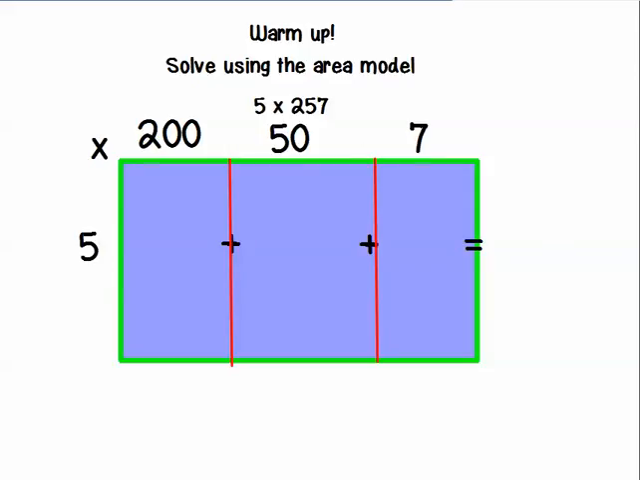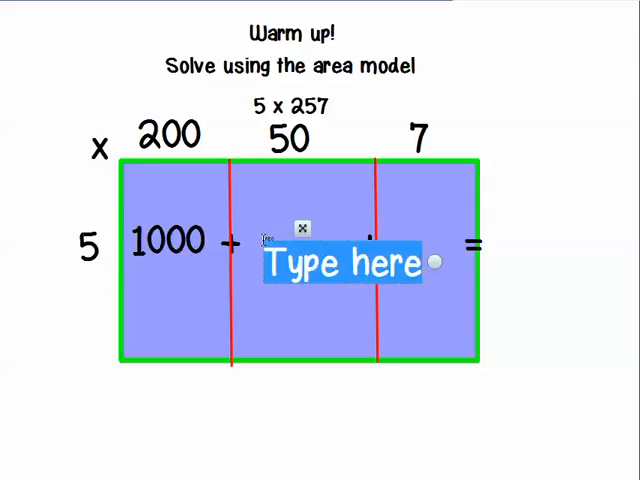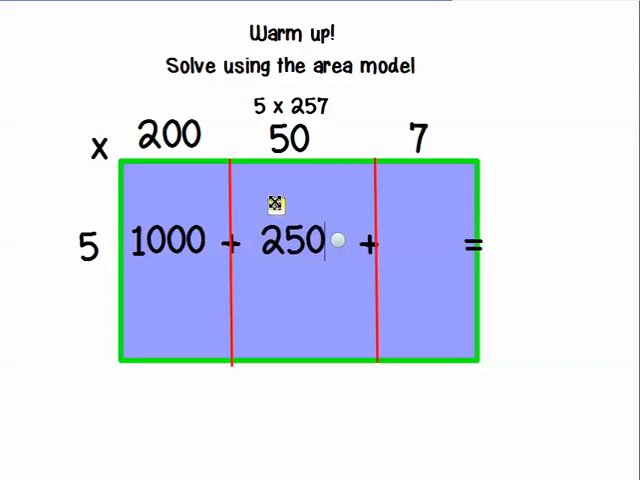So I can start to multiply 5 times 200. Well, I know 5 times 2 is 10. I'll add the 2 extra zeros in there to get 1,000. I'm going to multiply 5 times 50. I know that 5 times 5 is 25. The 0 that's in the 50 is going to go at the end for 250. 5 times 7 is 35.